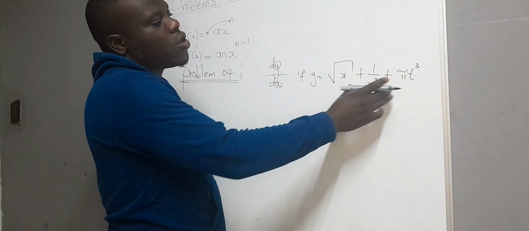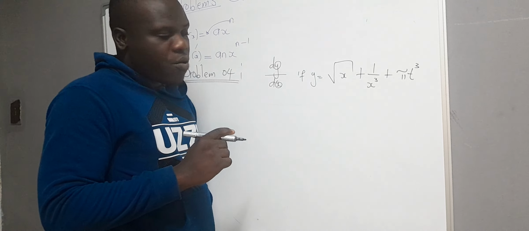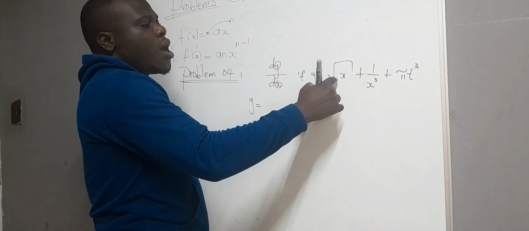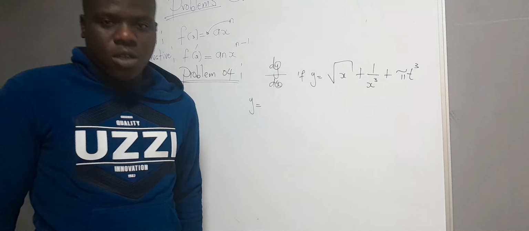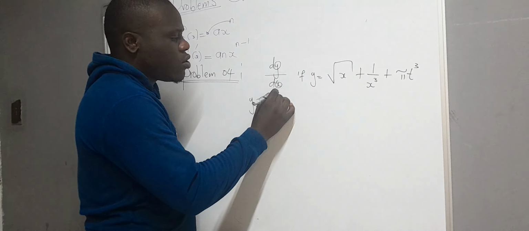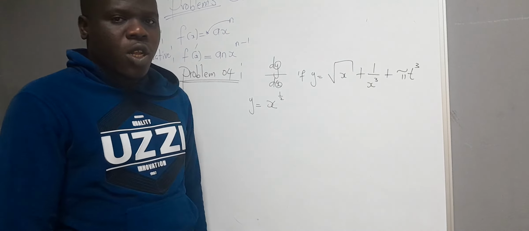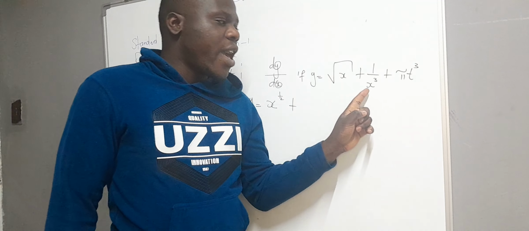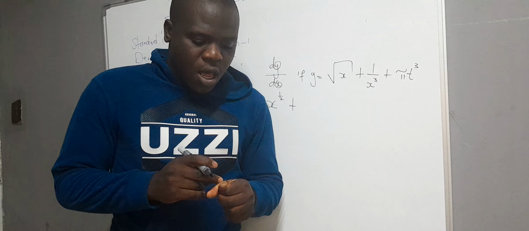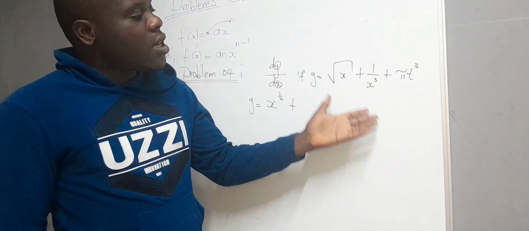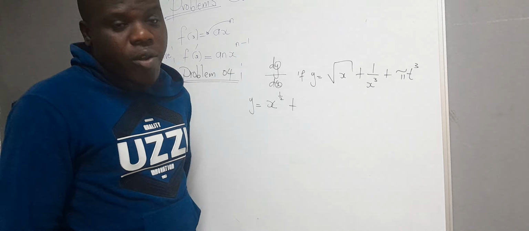Now we need to make sure that our equation is in standard form. What is the standard form? You are going to say y equals the square root, and the square root is the same as half, so x to the power of 1 over 2 plus. You see here you have 1 over x to the power of 3. So you must make sure that it is in standard form. What is standard form? Your x must be on the numerator.